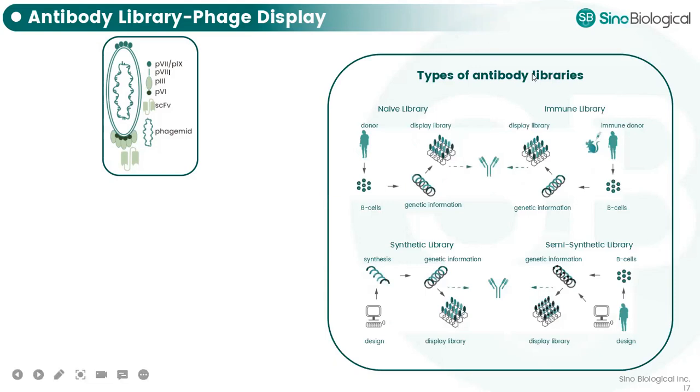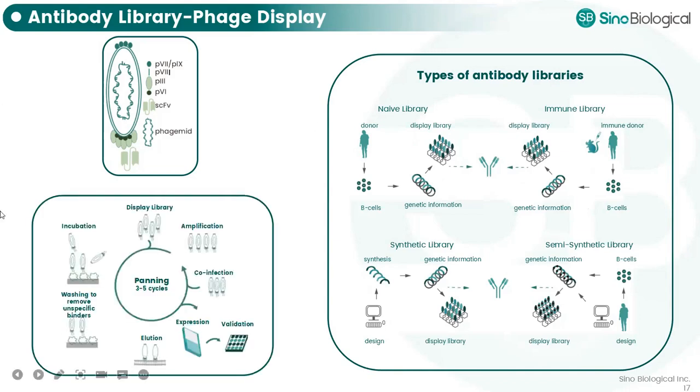There are four major types of antibody libraries: native library, immune library, synthetic library, and semi-synthetic library. I will not go through the details of this part. After generating this displayed antibody, it will go through several rounds of biopanning to screen for positive clones. We usually do three rounds of biopanning, but if we don't obtain enough positive clones, we will probably move to more rounds, something like four or five rounds.